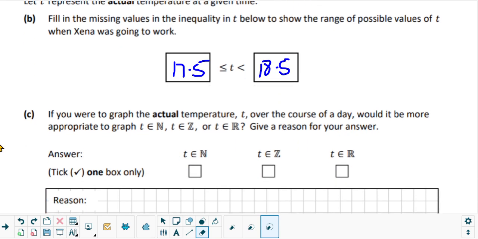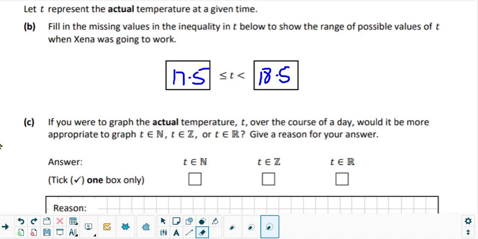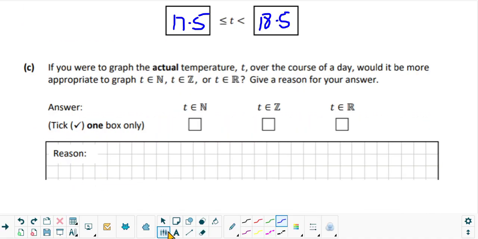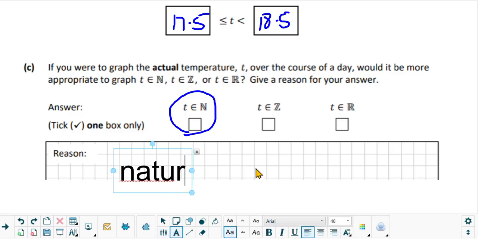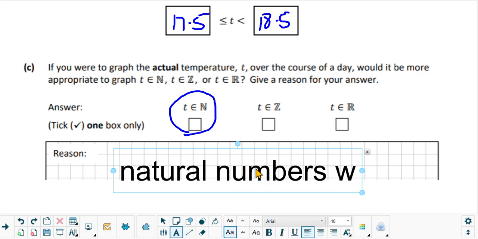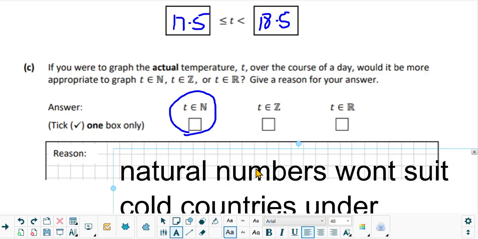Now, if you're asked to graph the actual temperature T over the course of the day, what would be more appropriate to use? Try and think now. I wouldn't agree with T equals N. Can anybody tell me why? There are no negative temperatures. So what I could say is natural numbers won't suit cold countries under 0 degrees. Does that make sense?